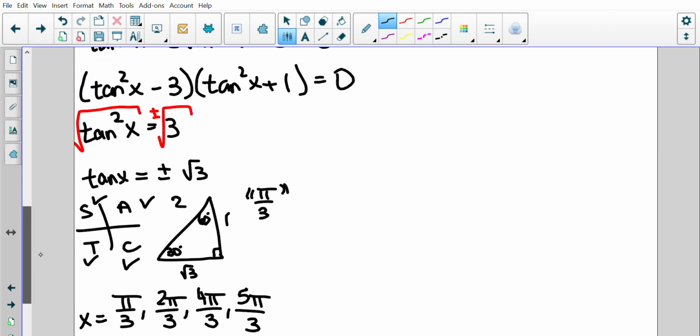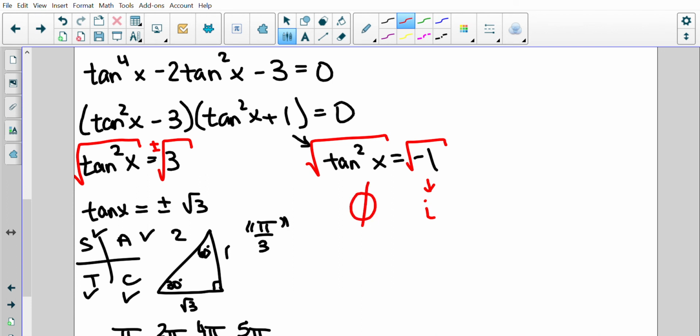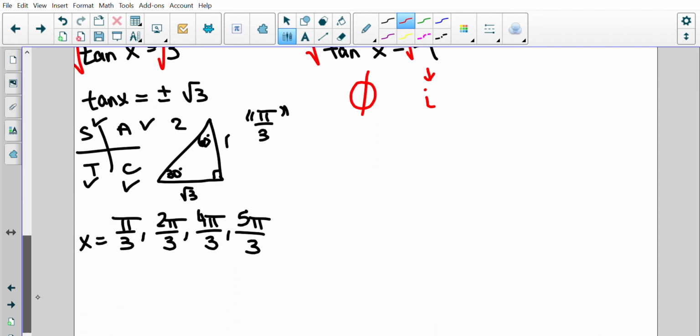Okay, coming back up to this side over here, we would get tan squared x equals -1 if I were to set that equal to 0 and move the 1 over. So this time, when I go to square root both sides of my equation, well, square root of -1 becomes i. If you get imaginary, your answer there is just no solution.